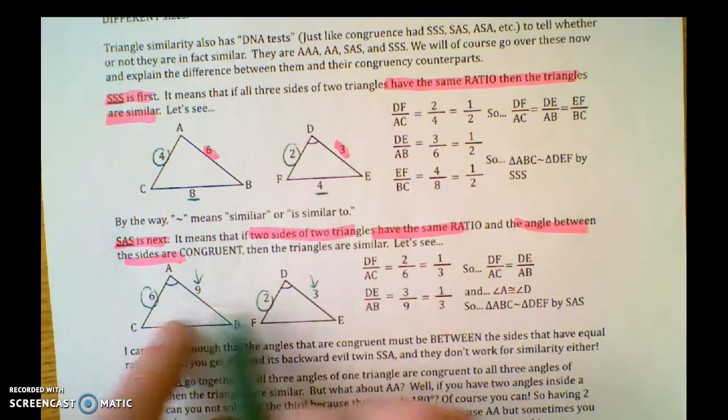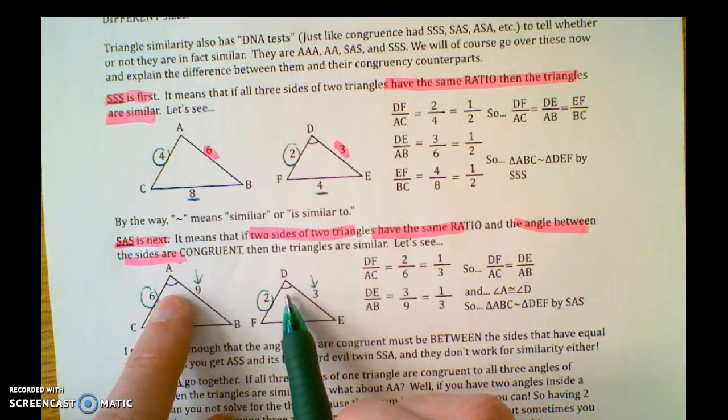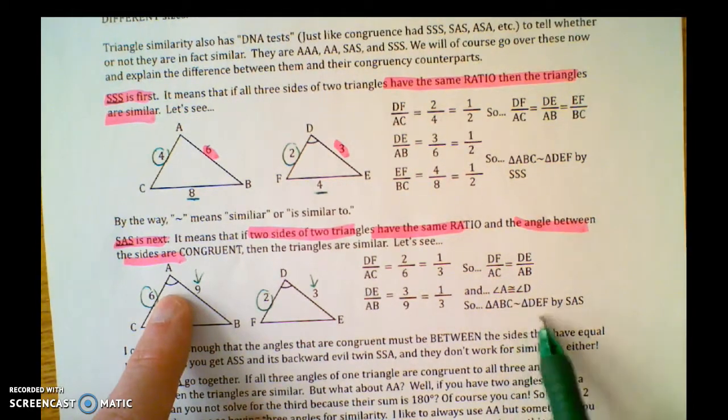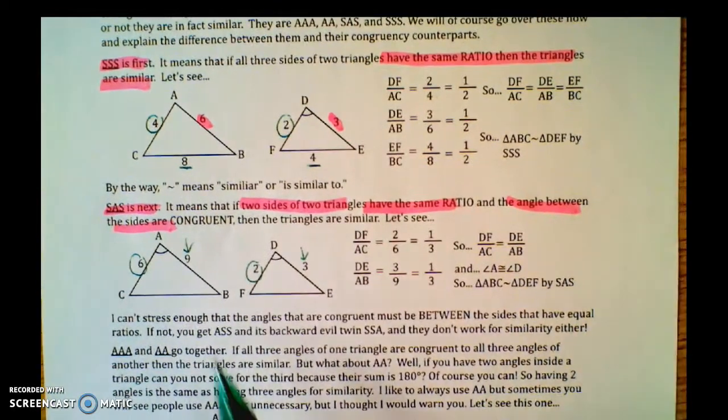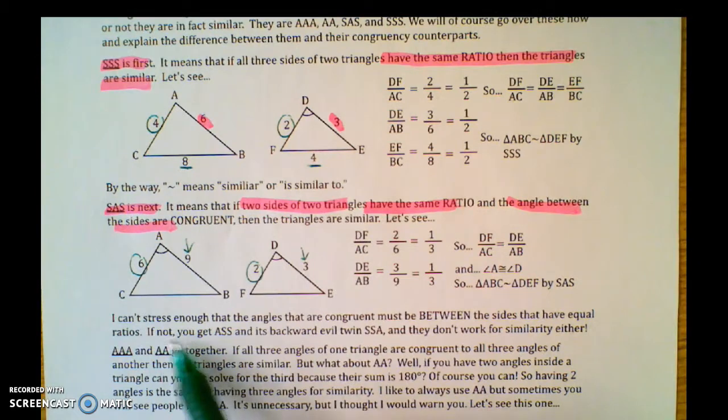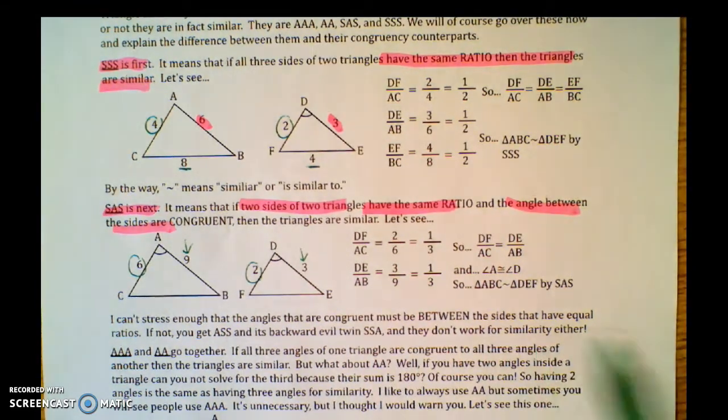Notice that the angle in between the sides is also congruent. A to D is congruent. So because you have two pairs of proportional sides and congruent angles, you can say these triangles are similar by SAS. So I can't stress enough that the angles that are congruent must be between the sides that have equal ratios. If not, you get ASS, and that spells that bad word. And its backward evil twin, SSA, and they don't work for similarity either.